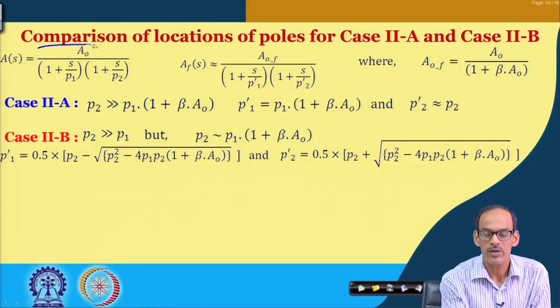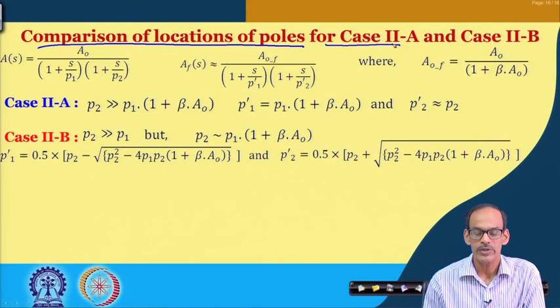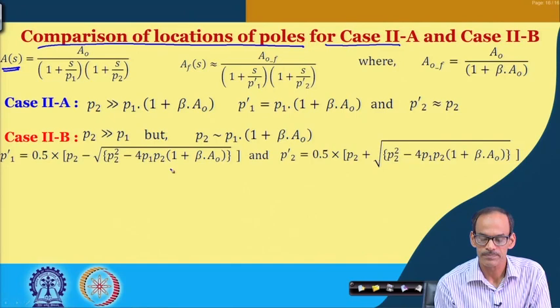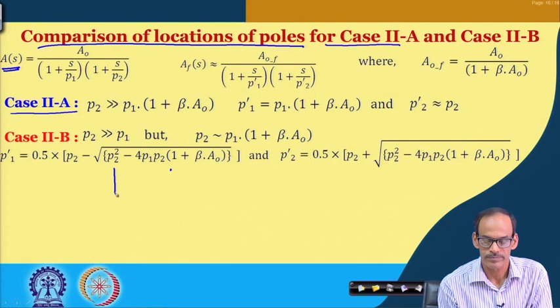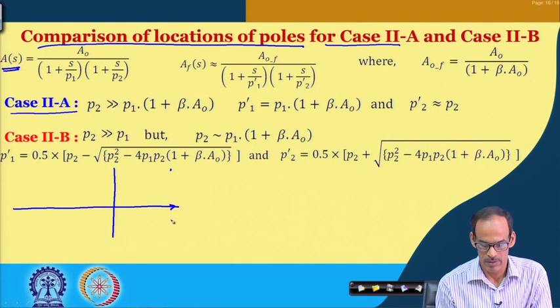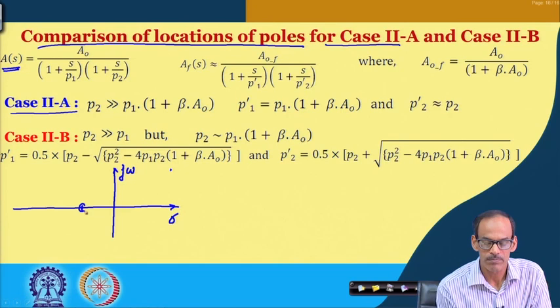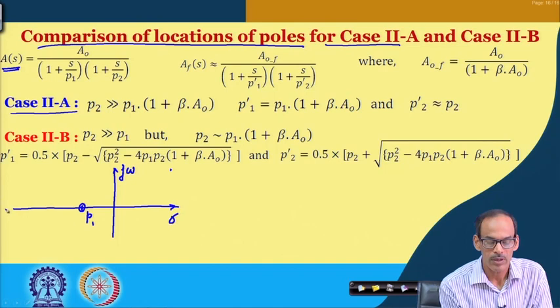So, we would like to compare the location of poles for these two cases. Let me try to see here. This A is the forward amplifier circuit, and it has two poles, P1 and P2. Let me consider this case first. This is the A s-plane, this is sigma and this is j omega, and both P1 and P2 are left half plane poles. So, this is P1 and this is P2, it is quite far apart.